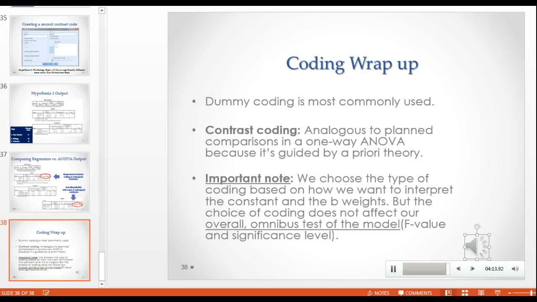All right, so these are just some of the highlights for, again, what will guide your decision in the type of coding that you use. And then when you use contrast coding and dummy coding, both, there are things to keep in mind when looking at the output. So for review of those things, refer back to the previous screencasts.